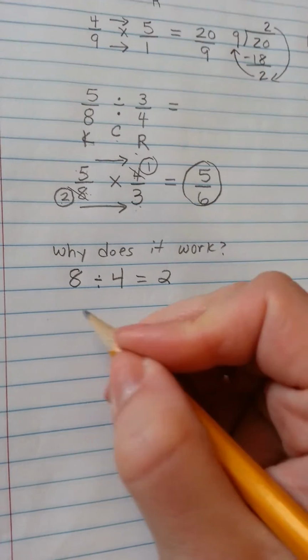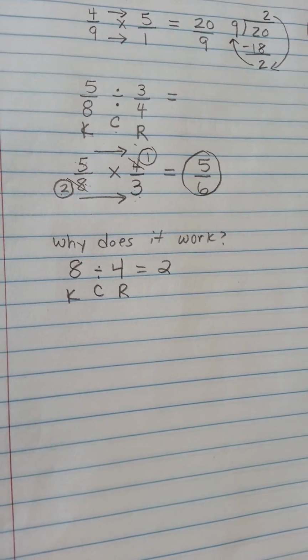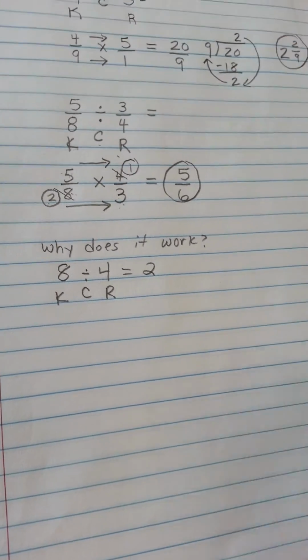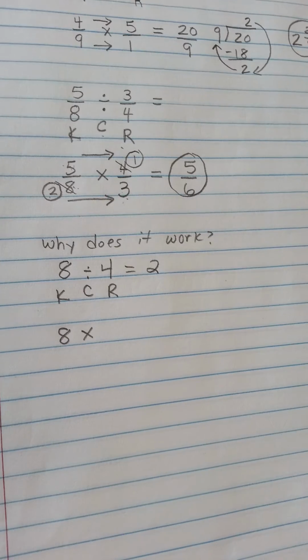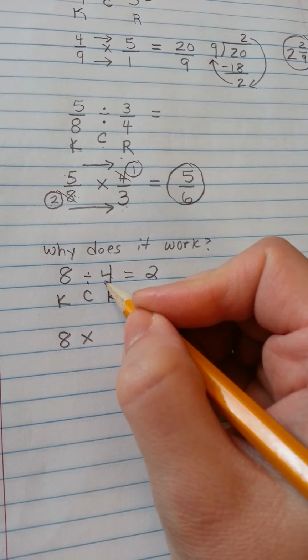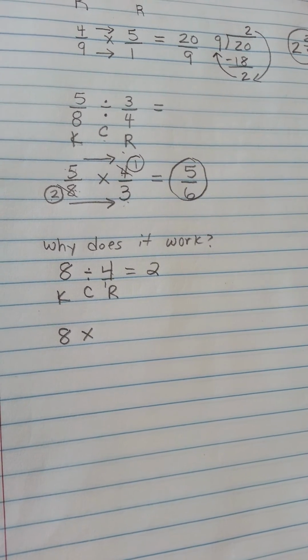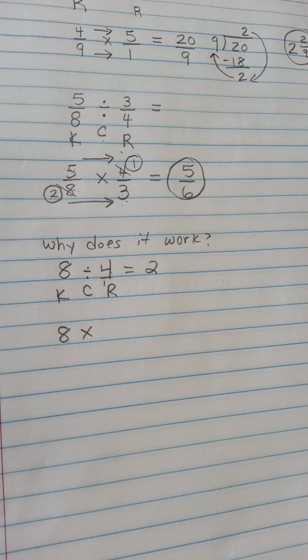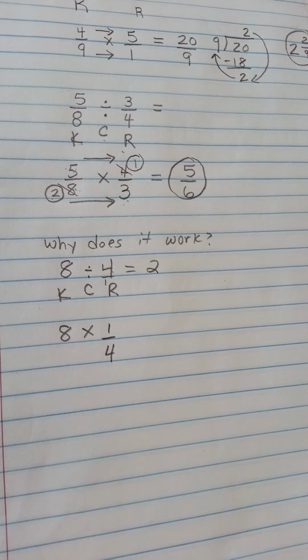Now let's see what would happen if I were to keep, change, reciprocal. Would we still get 2? Keep 8, change to multiply, and reciprocal. The reciprocal of 4, now remember, all whole numbers are over 1. So the reciprocal of 4 over 1 is 1 over 4.